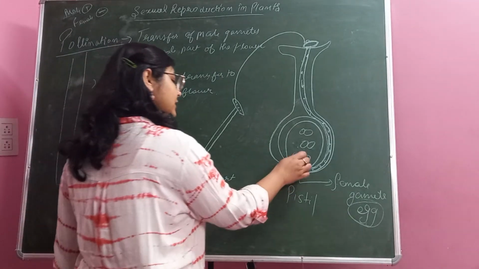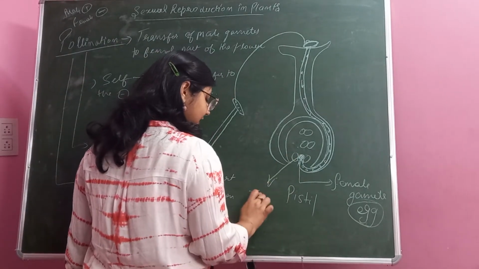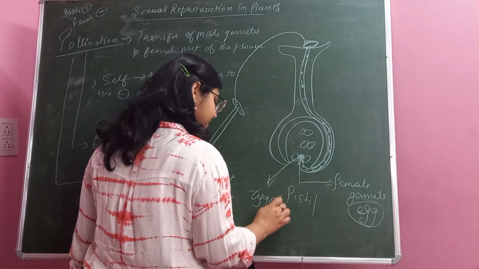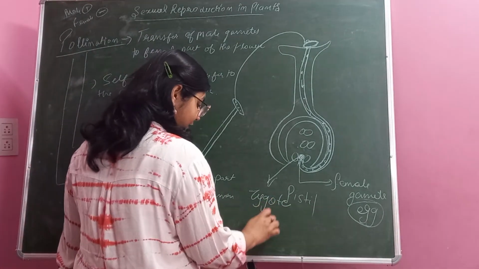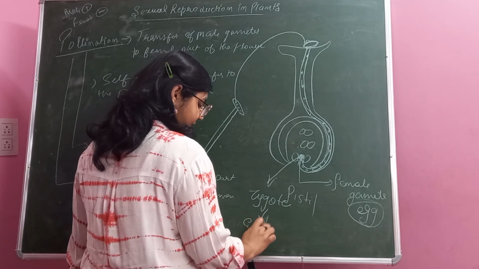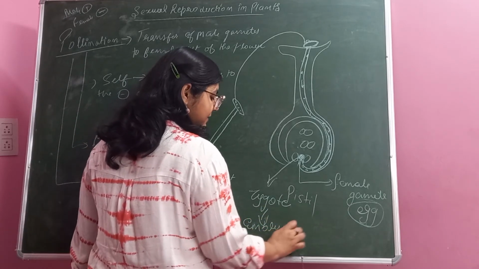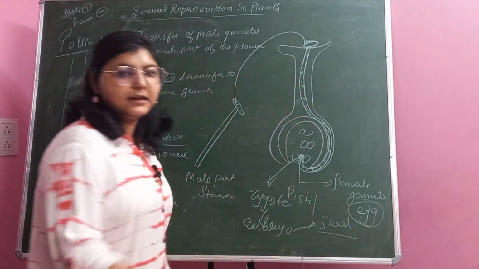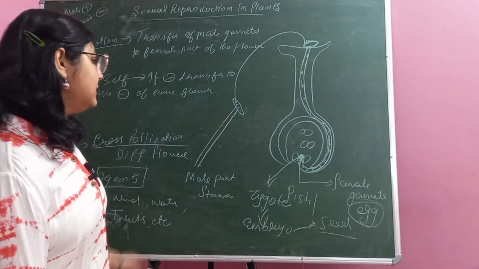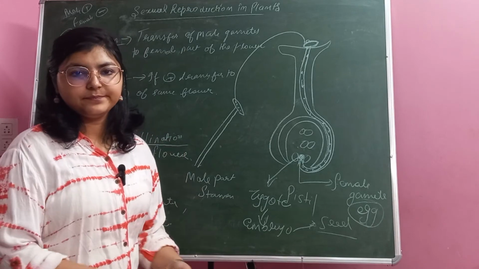फ्यूजन हो गया. फ्यूजन होके क्या बन जाता है? जाइगोट बन जाता है. जाइगोट से क्या बनता है? एम्ब्रियो बनता है. एम्ब्रियो से क्या बनता है? सीड बनता है. सीड से एक नया प्लांट बन जाता है. So this is how the procedure takes place.